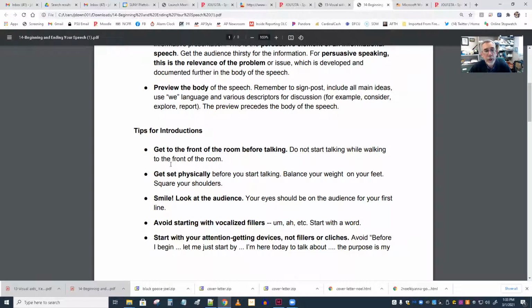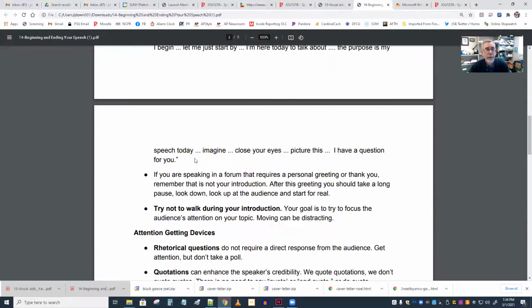The tips for the introduction: yes, the pause, get physically ready, smile, and really have a word set to start with. So you don't say, all right, yes, and so on. The other just verbal tics, verbal burps, or other generic words like that don't mean too much, right? And you start with a real attention-getting device and not just some generic stuff.